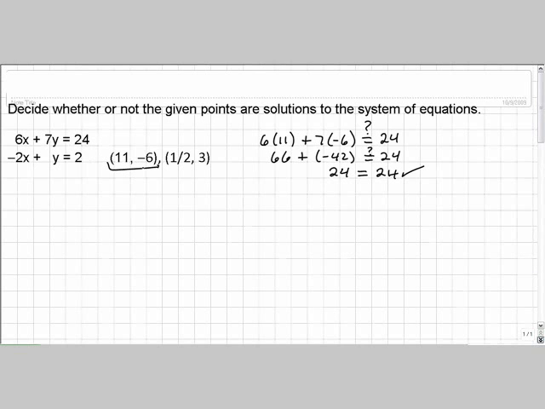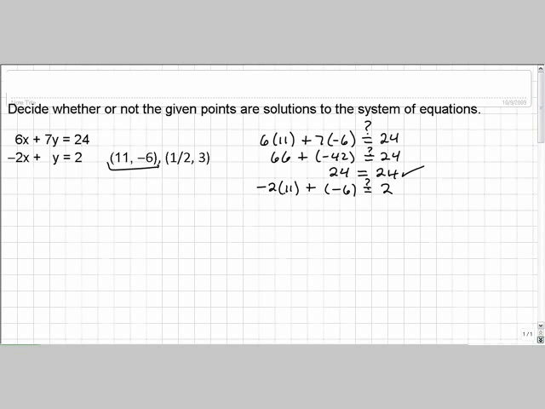So this point is a solution to the first equation, but in order to be a solution to the system, it must be a solution to the second equation as well. So we'll check it in the second equation. So we want to know, is -2 times 11 plus y, which is -6, equal to 2? Okay, so this is our question.